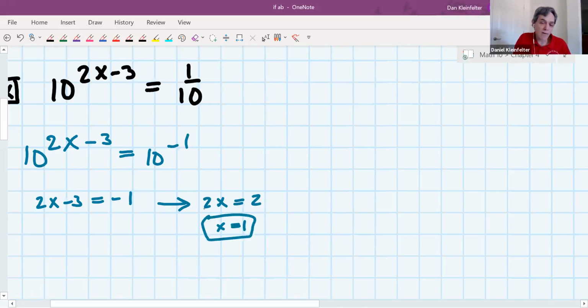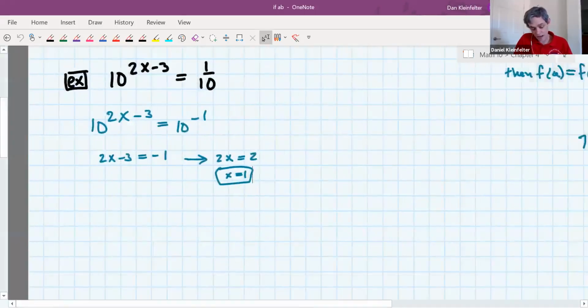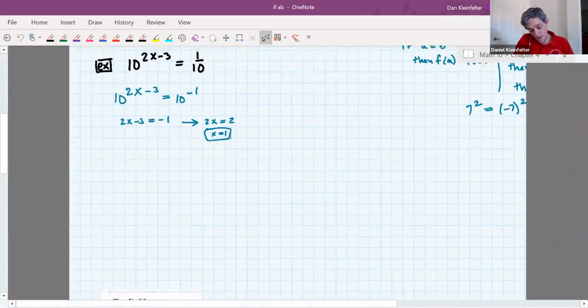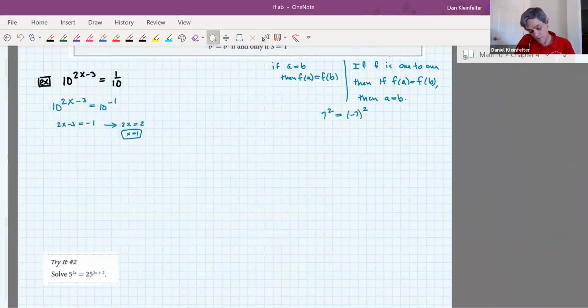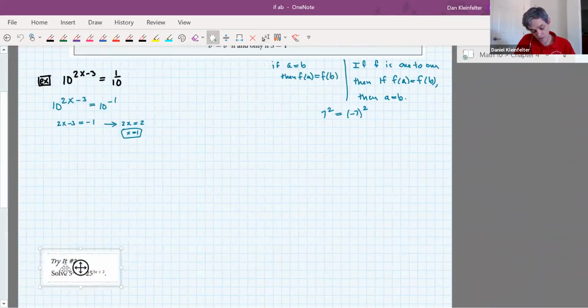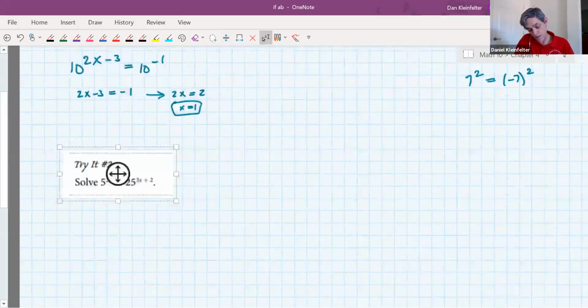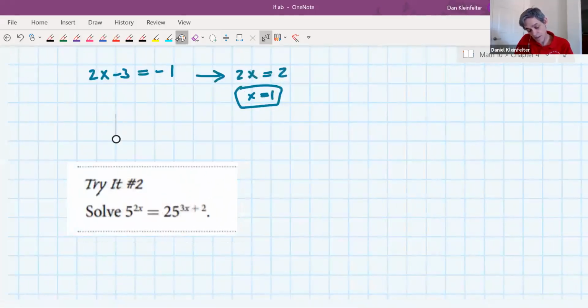How we got that was by rewriting both sides as powers of the same thing, and then concluding that if the outputs match, then the inputs have to match as well. All right, we have another one for us to try. This one is from our textbook, so we'll try that now.